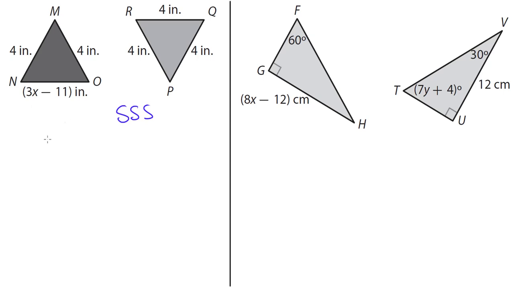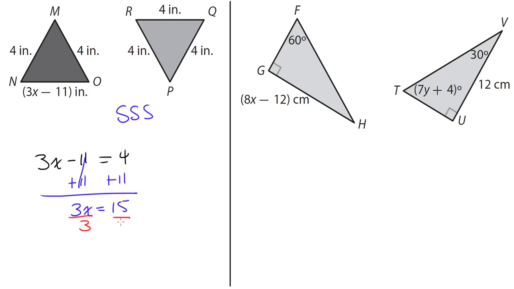So I could write the equation 3x minus 11 equals 4, and then just solve. So here I would have to add 11 to both sides. I get 3x equals 15, and when I divide by 3, I see that x equals 5. Does that work? It sure does, because 3 times 5 is 15, and 15 minus 11 is 4.